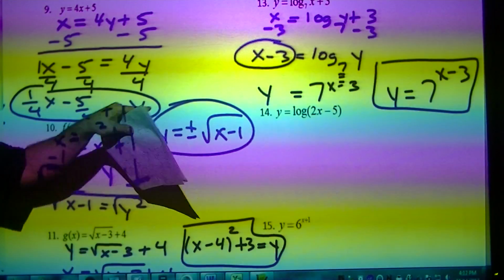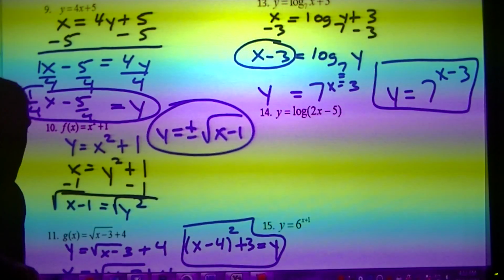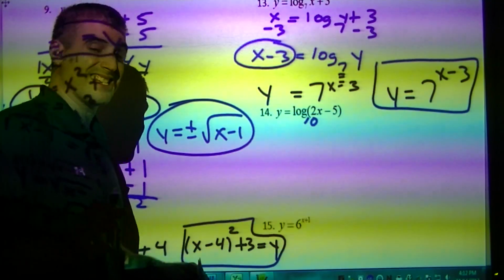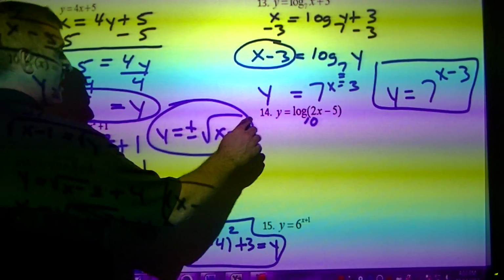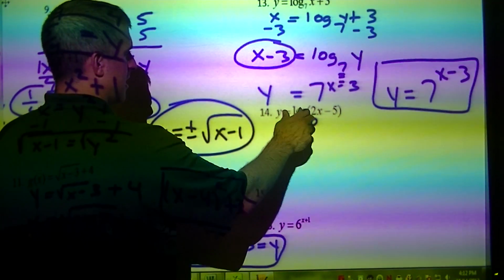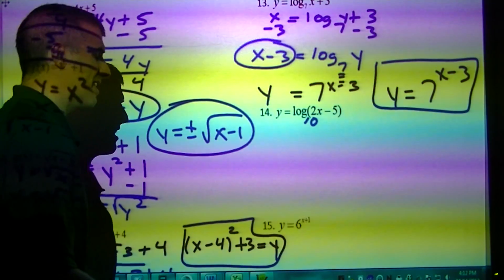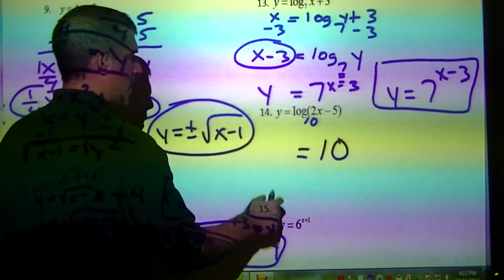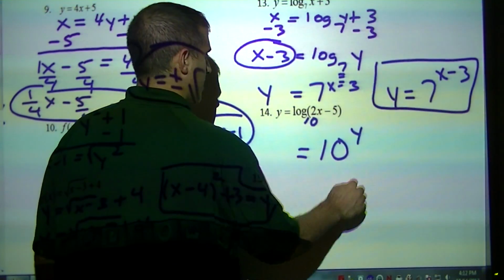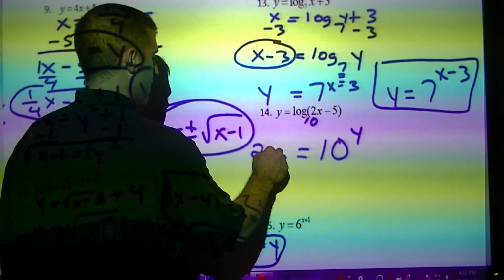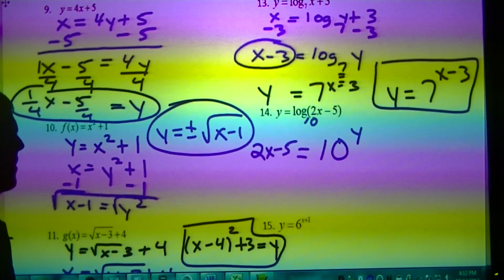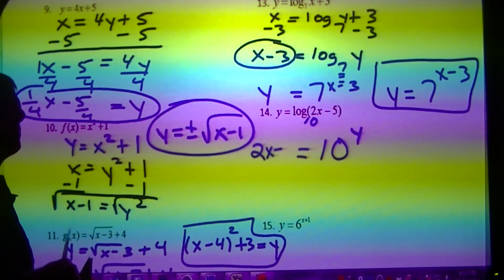In this one, you don't see a base there. In that case, the base is going to be the common base, which is 10. So what I got here, this is already by itself, per se. So I'm going to create this into an exponential. That's going to be 10. It can no longer equal y. So it's 2y, 2x minus 5. I'm sorry, wait, hold on. I missed a step there.